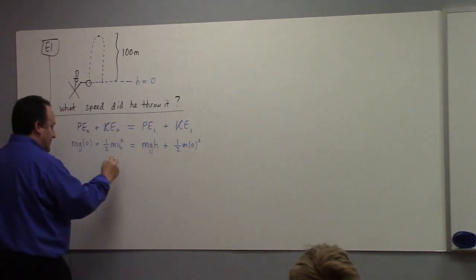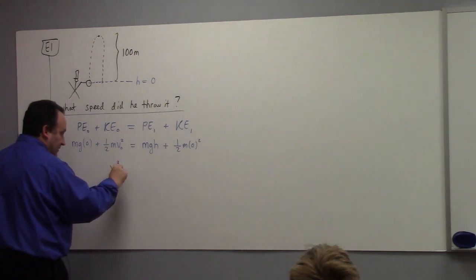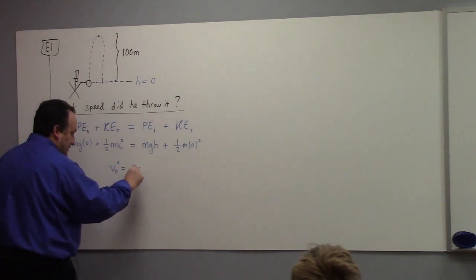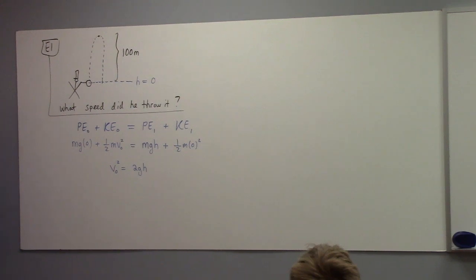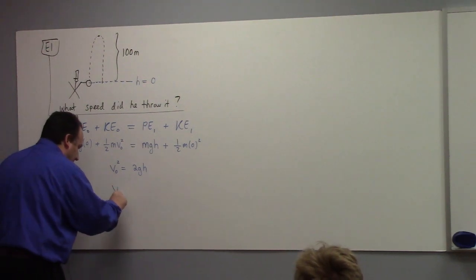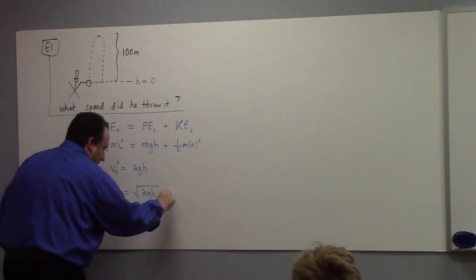But anyway, this gives us what? We can solve for v naught, right? We get v naught squared is equal to 2gh. What happened to the mass? Well, it wasn't given, and it doesn't matter, right? Because it divides out. And so what's our initial speed? Apparently, the square root of 2gh, which is what?